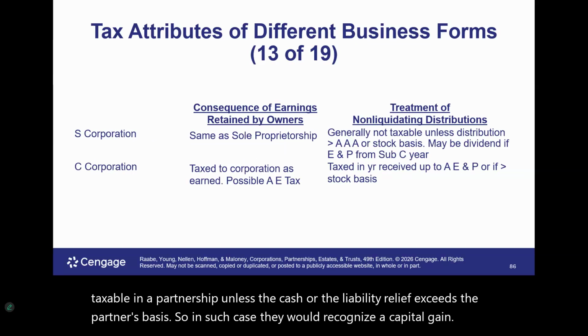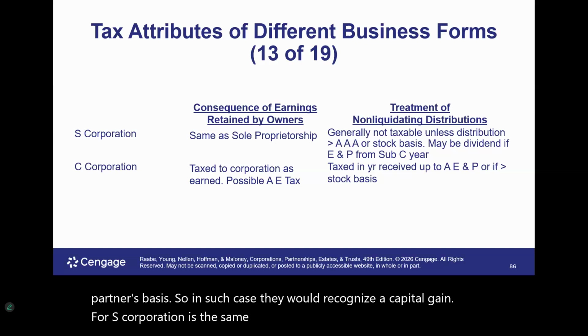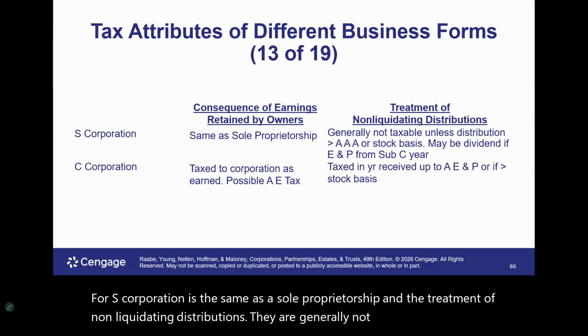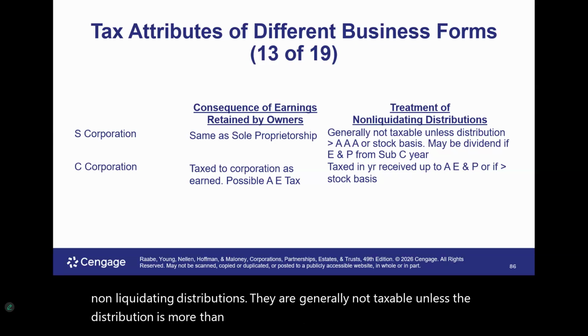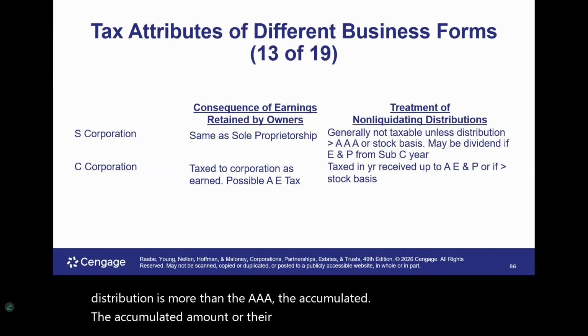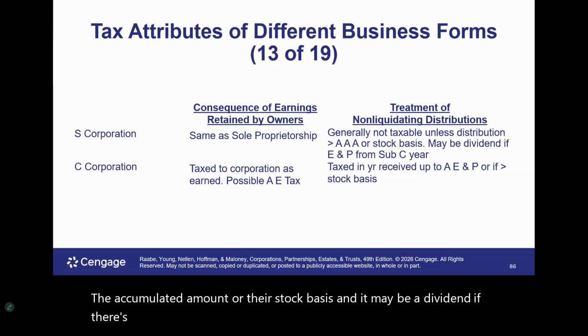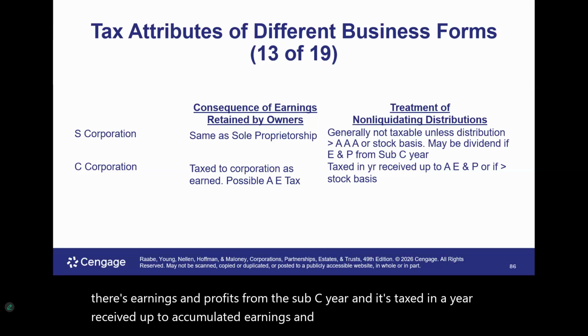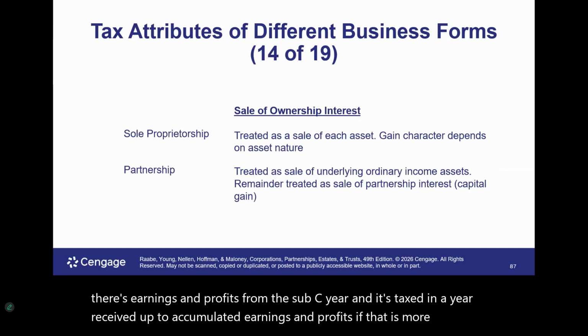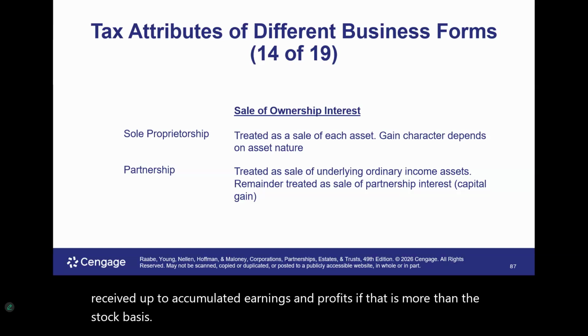For an S corporation, it's the same as a sole proprietorship, and the treatment of non-liquidating distributions, they're generally not taxable unless the distribution is more than the AAA, the accumulated adjustments account, or their stock basis, and it may be a dividend if there's earnings and profits from the sub C year. And it's taxed in the year received up to accumulated earnings and profits if that is more than the stock basis.